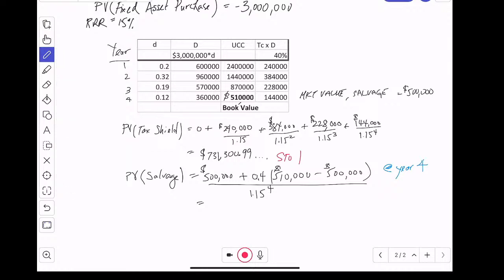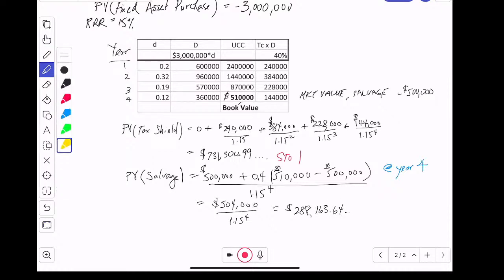You discount that and you get $504,000 discounted for 1.5 to the 4. So 288,163.64, and hold all those decimals, store 2. And really that's it.